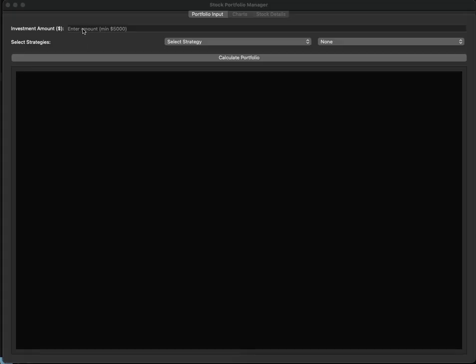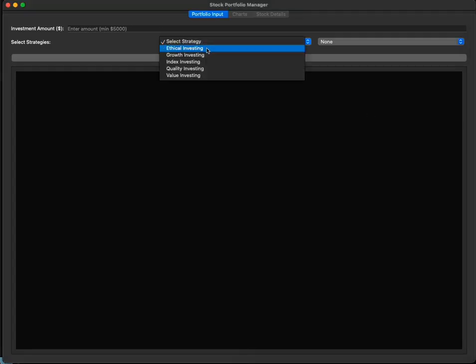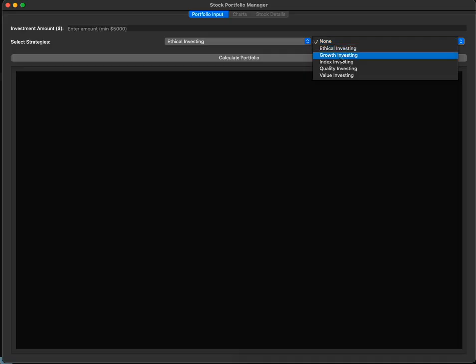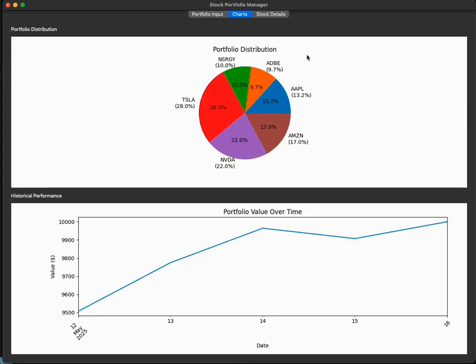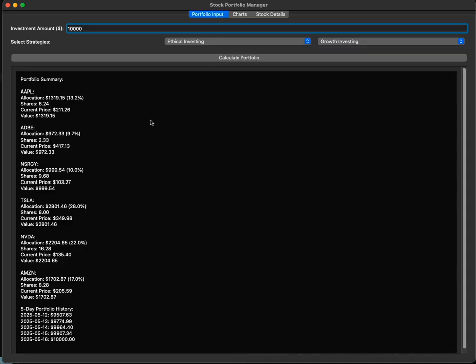We are here to present our stock portfolio manager test case analysis. This application uses real-time stock data and smart logic to allocate investment across various strategies. I'll walk you through 11 test cases that validate the app's correctness, performance, and robustness across multiple scenarios.